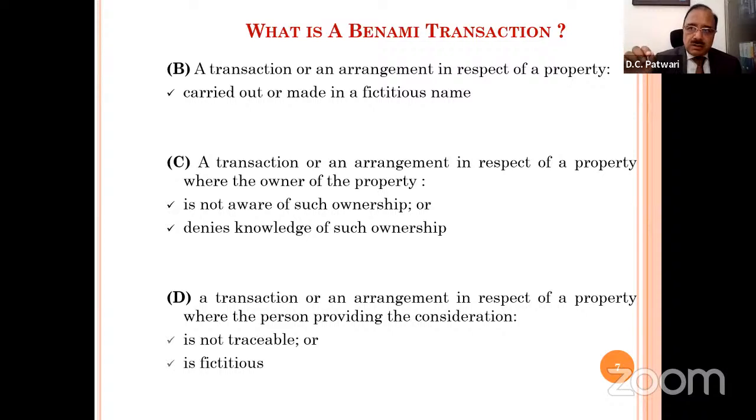First is where a transfer is made in person A's name, payment is made by B, and the property is held for the benefit of B, then it will be Benami. And there are certain exceptions which I mentioned, in the case of HUF, company, and other categories, and then relatives and family members. Then there is another category where the property is in a fictitious name, it will be Benami; where the owner of the property denies knowledge or is not aware of the ownership, then also it will be Benami. And if the person providing consideration is not traceable, not available or fictitious, then also it will be Benami. So these are the four types of cases where a transaction can be held as Benami.